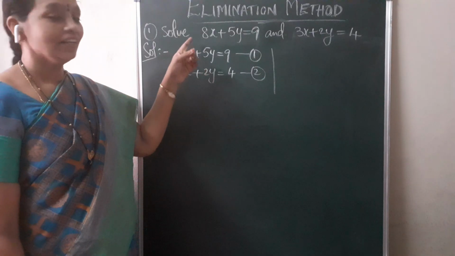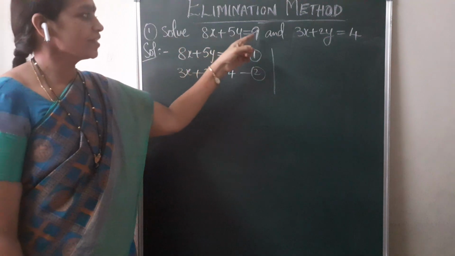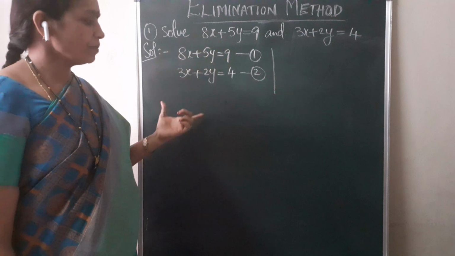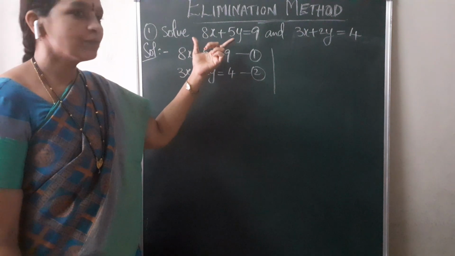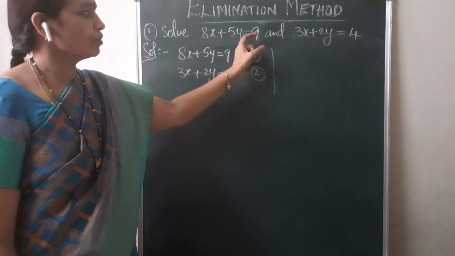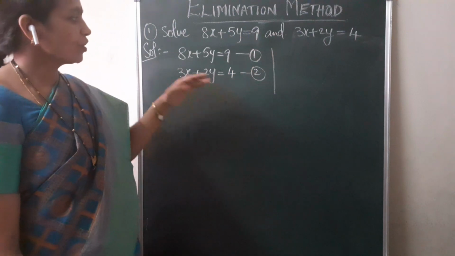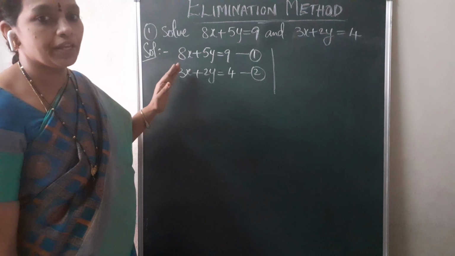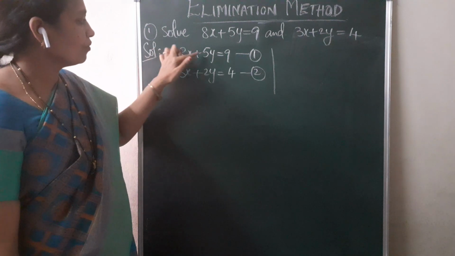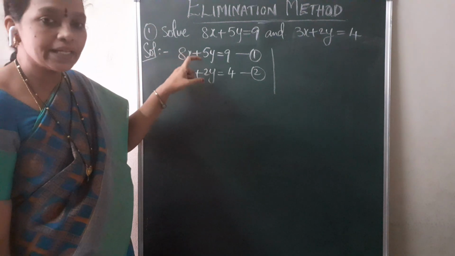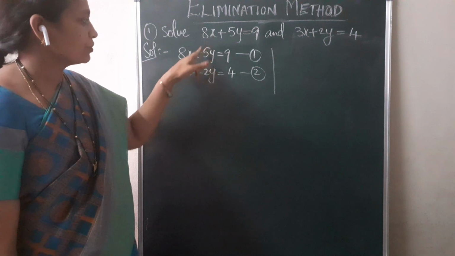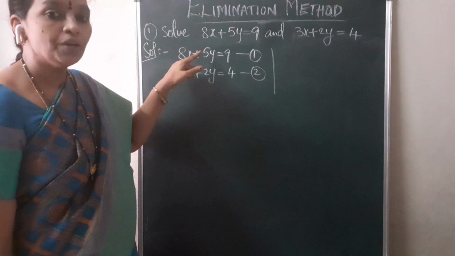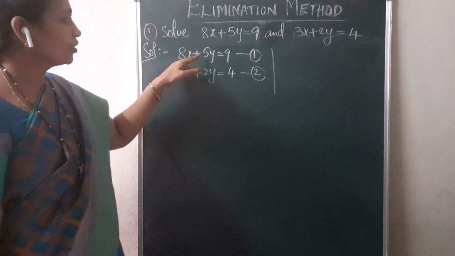See the example. Solve 8x plus 5y is equal to 9 and 3x plus 2y is equal to 4. The first step is already done, that means both are in the form ax plus by is equal to c. Then you have to equalize the coefficients of any one of the variables, either x or y. Here it is easier to equate the y values. To equate the y values, what is the LCM of 5 and 2? It's 10.